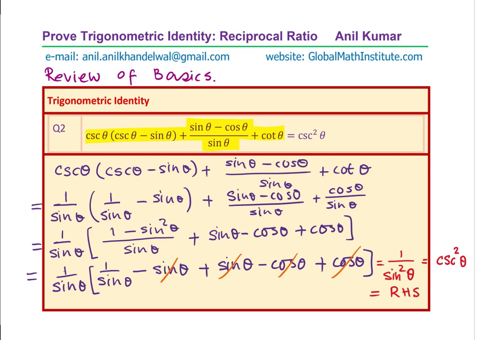Is that clear to you? So that could be a way of solving or proving this identity. Remember, there are more than one ways to solve any question. So you can approach it differently, but you'll get a similar answer. I hope this is absolutely clear.